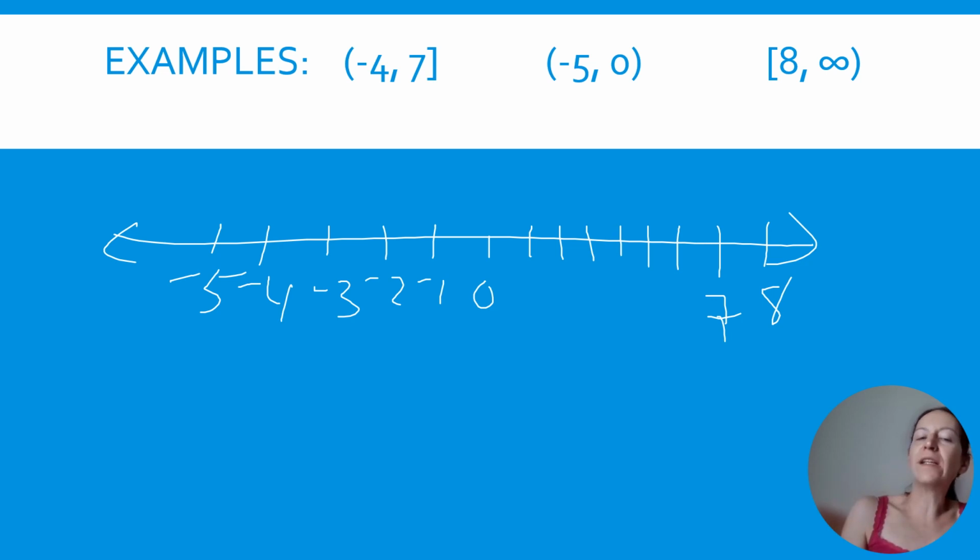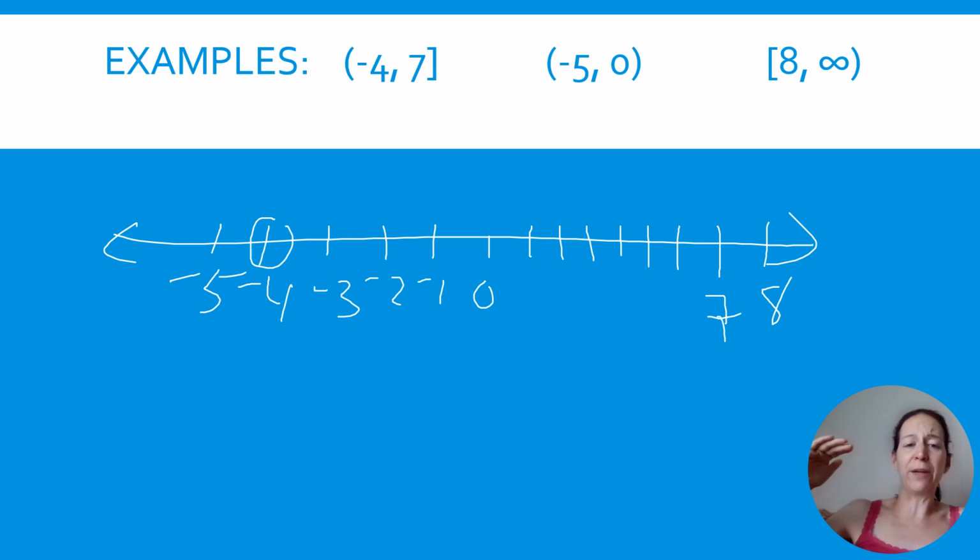But the -4 is not included, meaning it's not part of our solution or part of our set of numbers. The way you might be familiar with that is you use an open circle. I don't really like where I put that, so let me try again. Okay, an open circle. So open circle means it's bounded there, but it's not including the boundary. We can get closer and closer to the -4, but it's not going to actually be the -4.